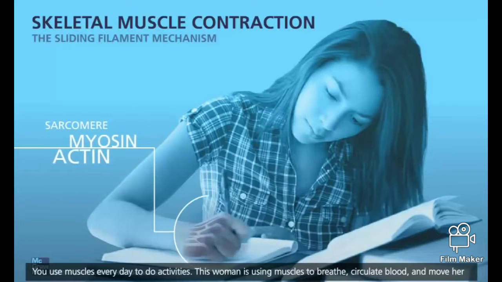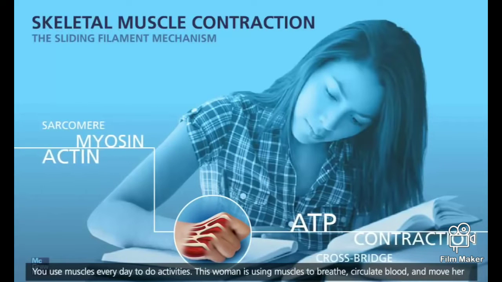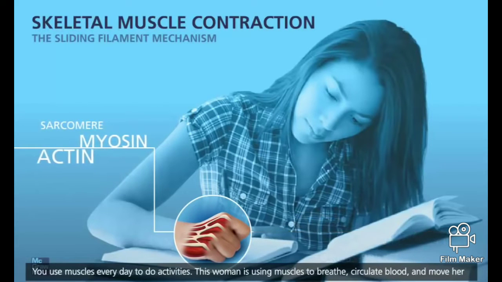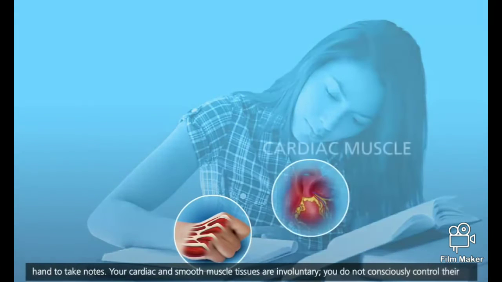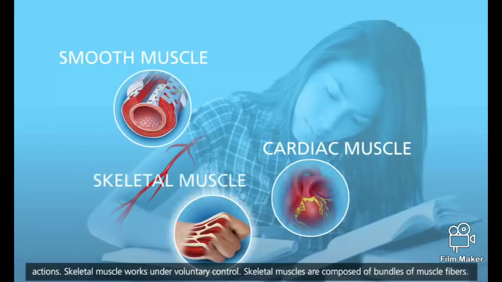Muscles every day to do activities. This woman is using muscles to breathe, circulate blood, and move her hand to take notes. Your cardiac and smooth muscle tissues are involuntary. You do not consciously control their actions. Skeletal muscle works under voluntary control.